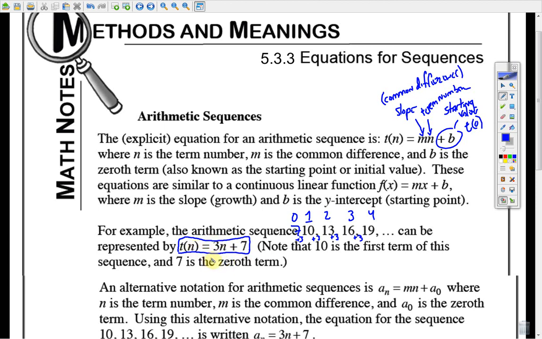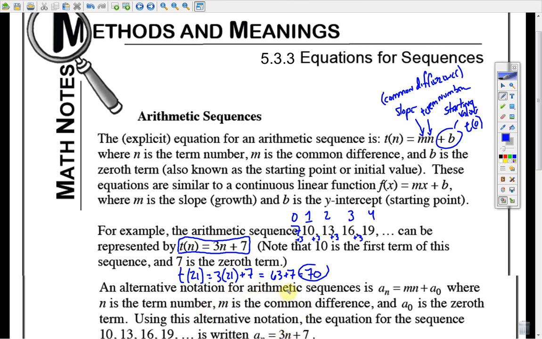So if we wanted to know the value at the 21st term, then we could come in here and put t of 21 equals 3 times 21 plus 7, which would give us 63 plus 7, which would tell us that the 21st term of this sequence is 70.